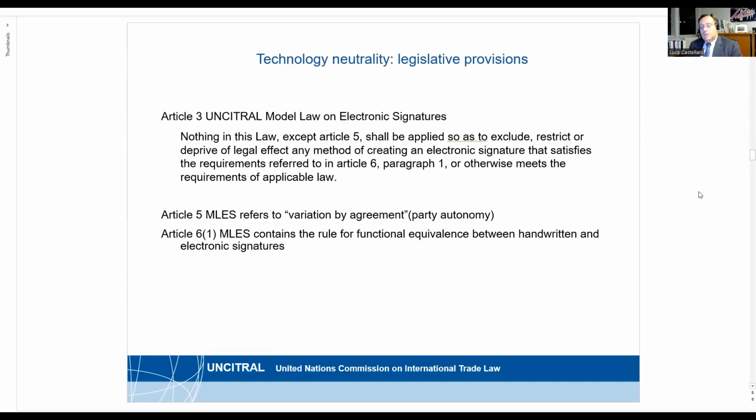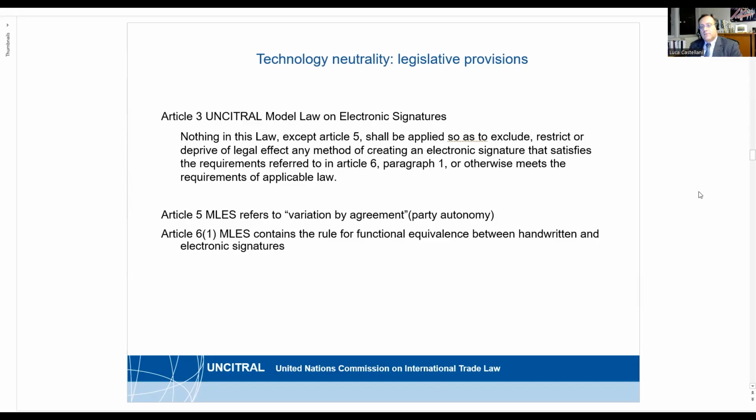Usually, technology-neutral provisions are not explicit because the whole law is technology neutral by not doing something rather than doing something. So by not requiring or mandating the use of certain technologies or methods. But sometimes we see also some positive formulations of this principle.